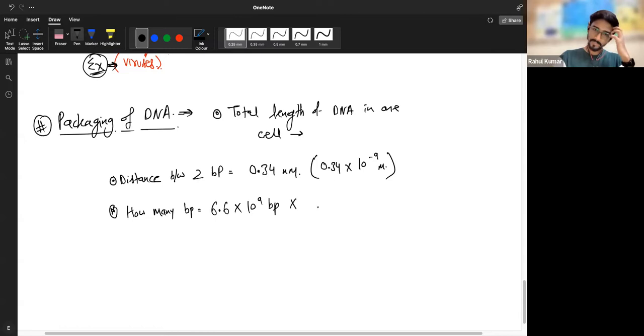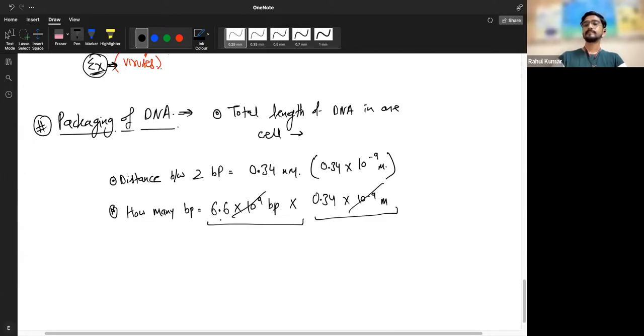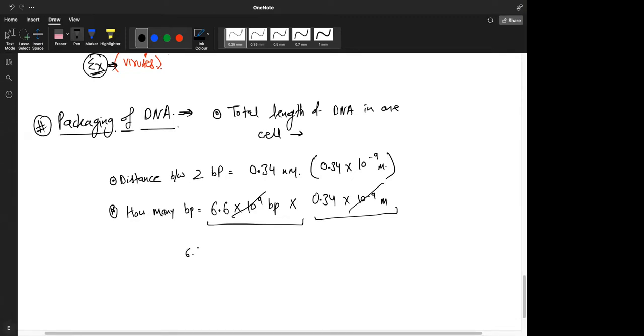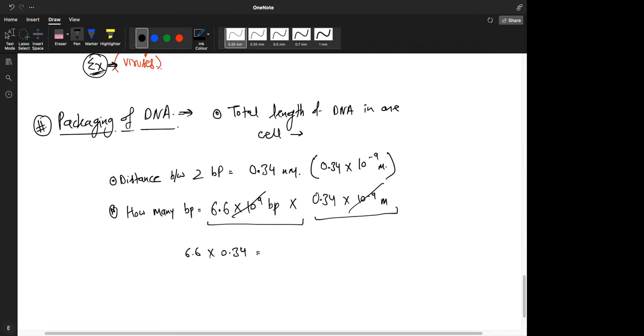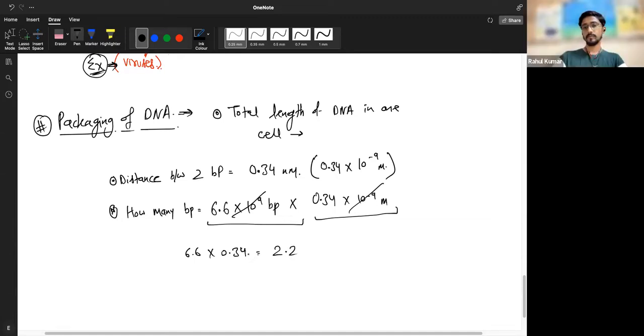Okay. Now if you multiply this with this distance, which is 0.34 into 10 raised to power minus 9 meters, what will be the total distance? Can you solve this mathematical expression? You have to multiply this with this. 10 raised to power 9 will just cancel out, right? Yes, sir. You're left with 6.6 into 0.34. How much is that? Sir, 2.2 something. Yes, 2.2. And what was the unit here? Meter. So 2.2 meter is the total length of the DNA in one cell.